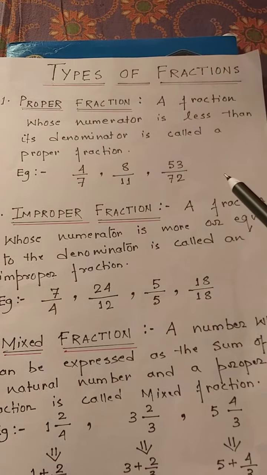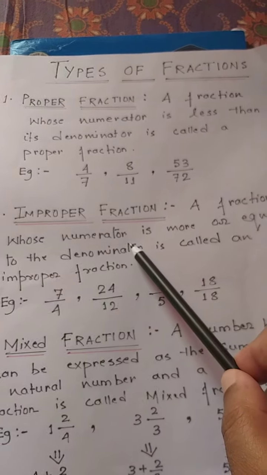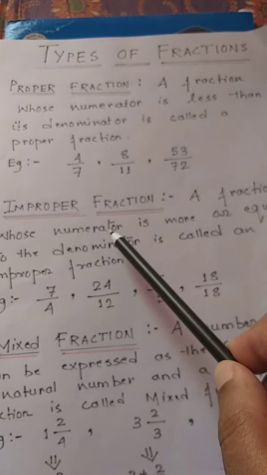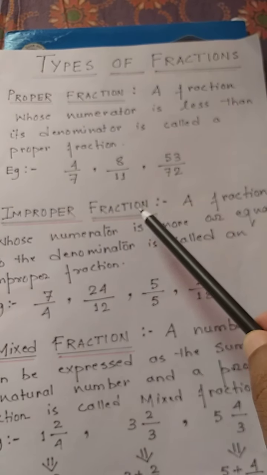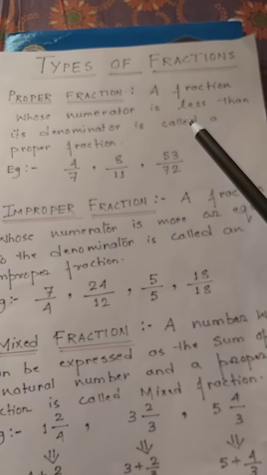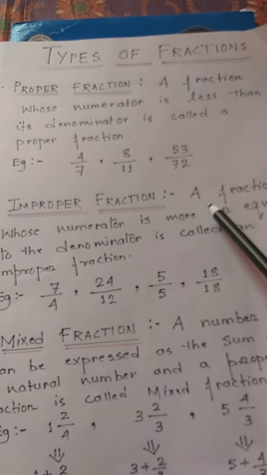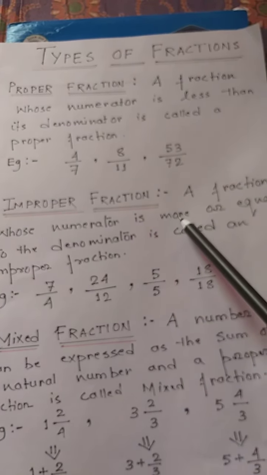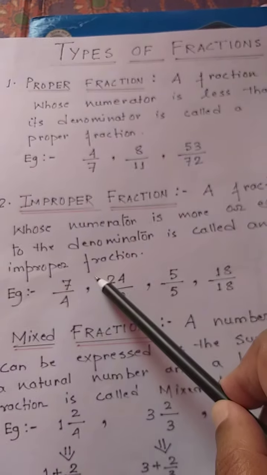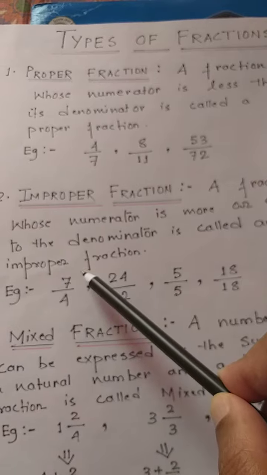That is a fraction whose numerator is more than or equal to the denominator. Remember, the numerator has to be more than the denominator, and there is another condition that it could be equal to the denominator also. So in this case, a fraction whose numerator is more than or equal to the denominator is called an improper fraction. That is 7 by 4.